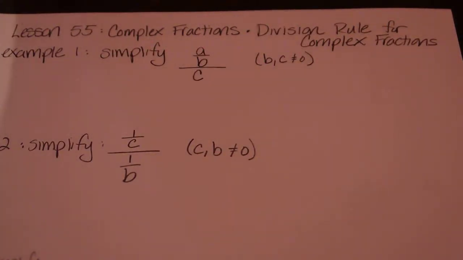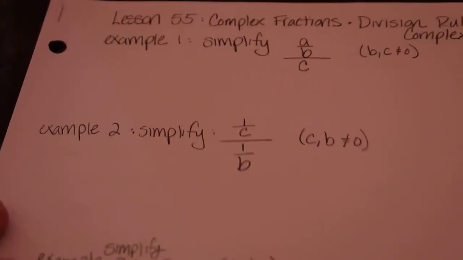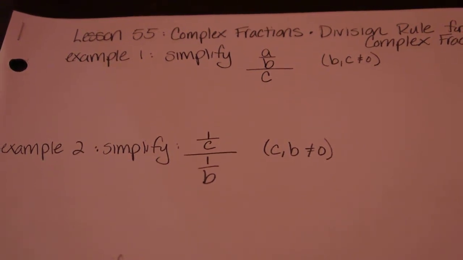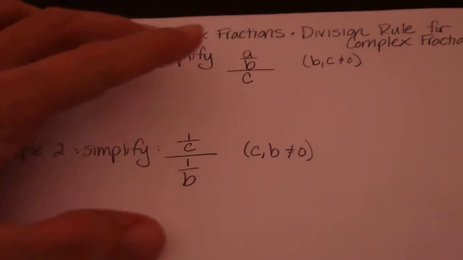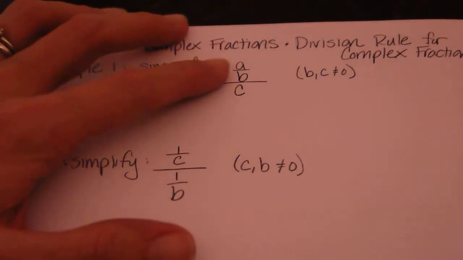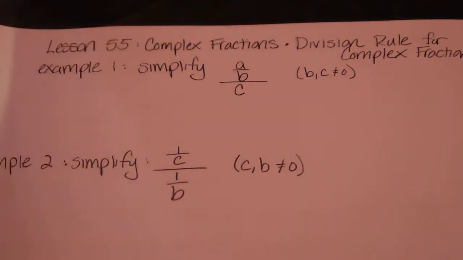Okay guys, this is lesson 55 and we are basically dividing fractions like you did in years past. This time we've got letters involved, so it's nothing to be scared of, and it's just the same rules that you already know. Like they have this fraction, a over b over c. All that means is a over b divided by c.